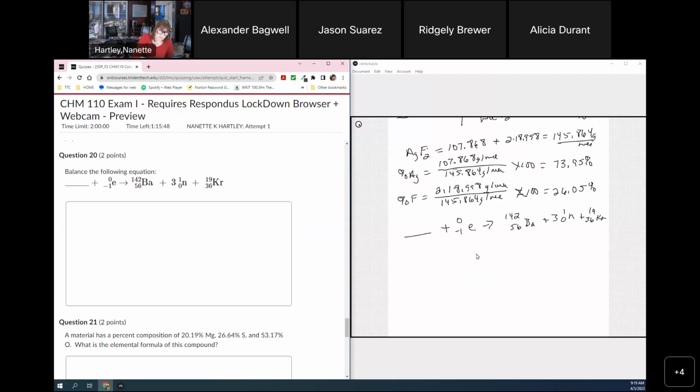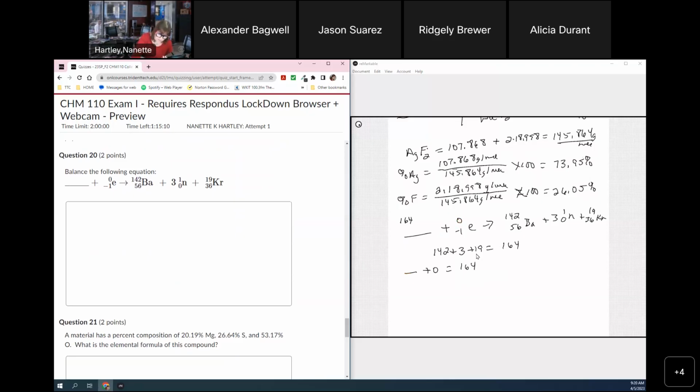I need to look at the top numbers. So 142 plus 3, because there are 3 of them, plus 19 is the total on the top on that side, on the plus. So 142 plus 3 plus 19 is 164. Now 164 is going to be the same on the other side, but it's going to be something plus 0 equals 164. So that something is going to be the 164 because there's no contribution from the 0 that's here for the electron.